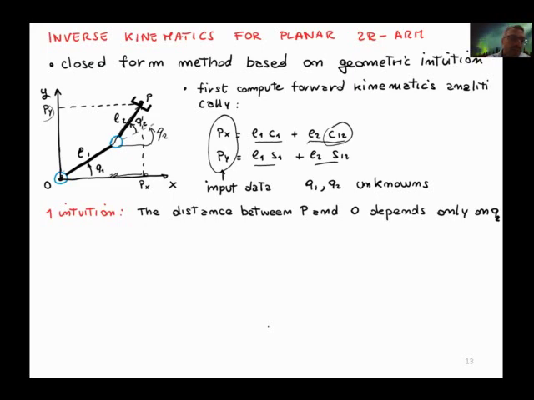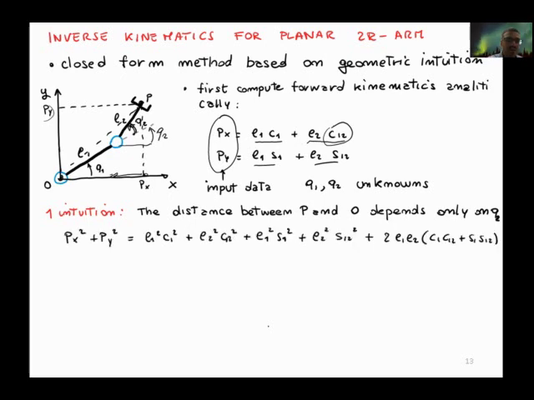This distance is only dependent on this angle, because the Q1 angle will just rotate the point P around. So to compute the distance, for example, I compute the square of the Px component plus the Py component, and this is distance squared. And we see here that we get one term, L1 squared times cosine of theta 1 squared, plus L2 squared cosine of theta 1 plus theta 2 squared, and the same for the sine.